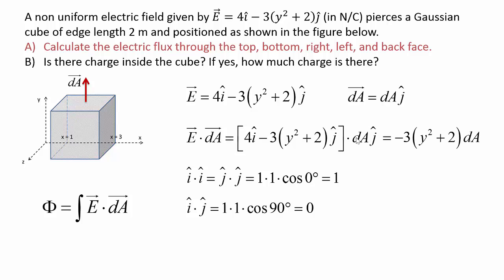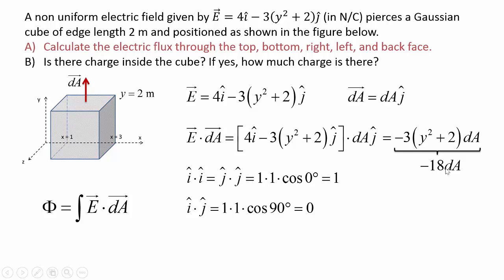The only thing that we have left is the product between minus 3 times (y squared plus 2) and dA. j dot j gives us 1. So the value of this dot product will be equal to minus 3 multiplied by (y squared plus 2) multiplied by dA. Now if you look at this result, for the top surface, the y value is 2 meters. Every single point on this surface is at a distance of 2 meters along the y-axis. And if we replace y equal 2 meters in this expression, we have that the dot product between the electric field and the area is equal to minus 18 dA.